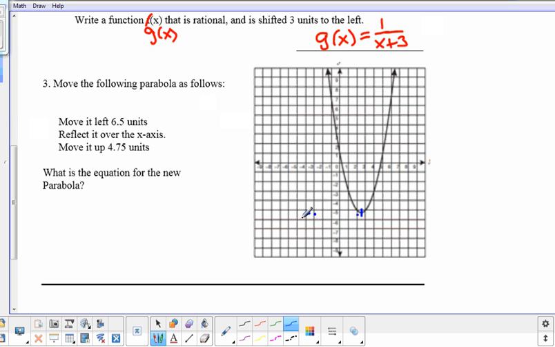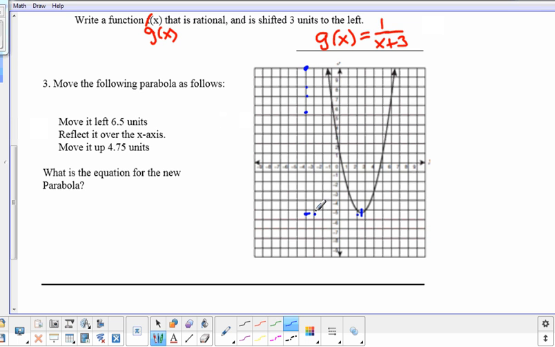Now we're going to reflect it over the x-axis. Well, we're down from the x-axis 1, 2, 3, 4, 5 1/4 about. So let's go up 5 1/4. 1, 2, 3, 4, 5, and a little bit. Move up 4.75 units. Well, if I'm up a quarter, if I go another 3/4, it takes me to here and go another 4. 1, 2, 3, 4.